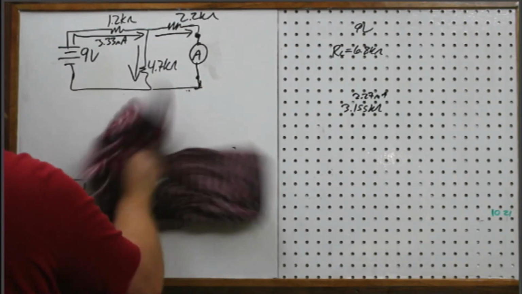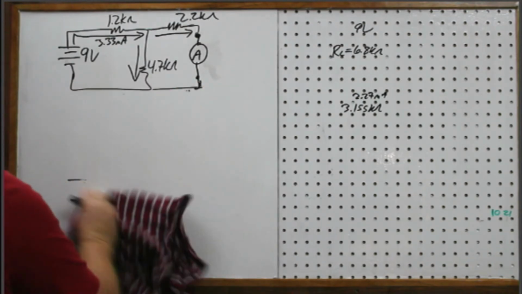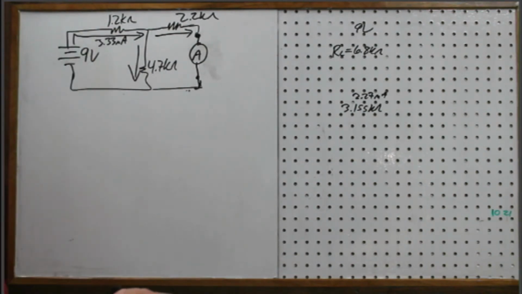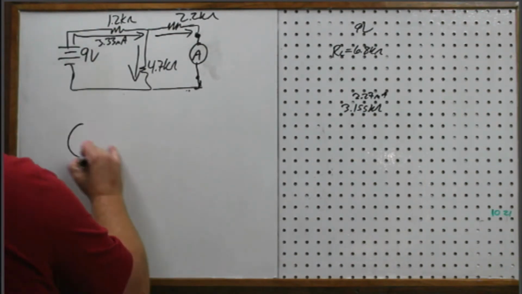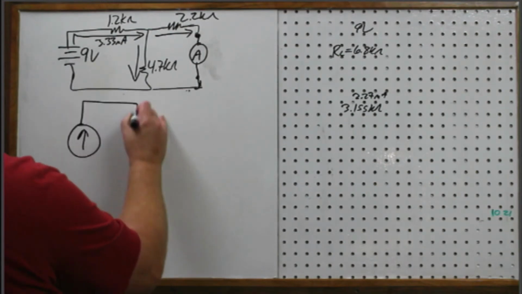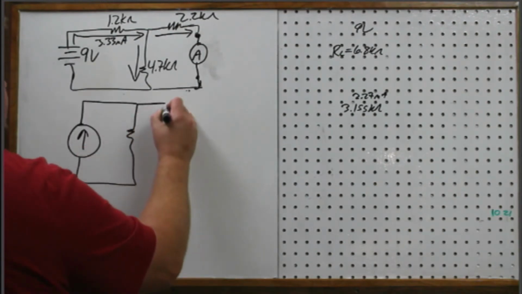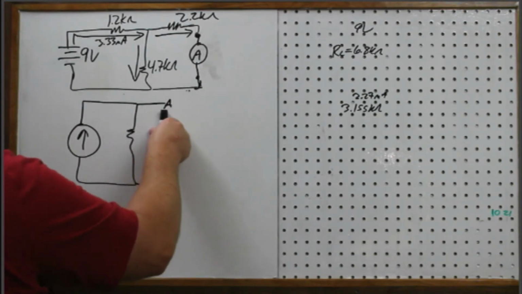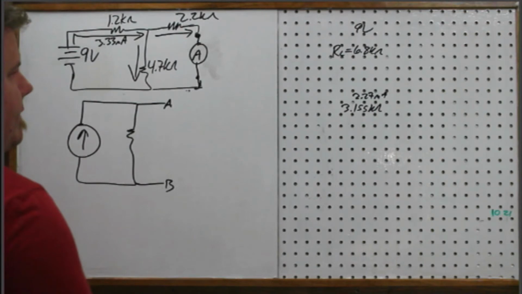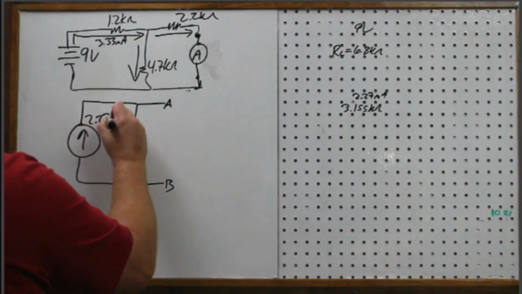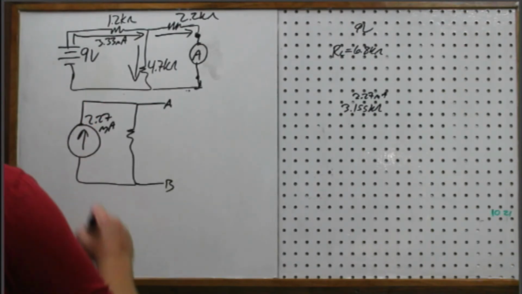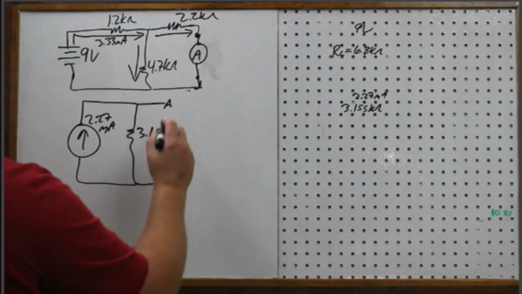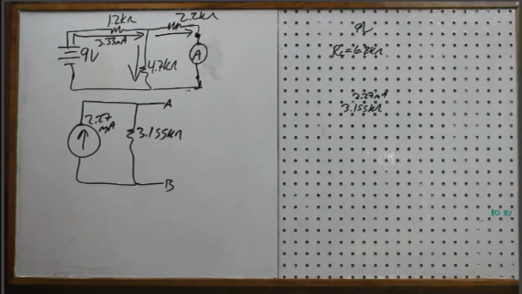Okay, now I am ready to draw my Norton equivalent circuit. And the Norton equivalent circuit, when I ask for this, is going to be unloaded. There is no load there. It's just available to accept a load resistor. So that's why we label it with the terminals A and B. So you can plug your load resistor value in, as many of them as you want. So this is 2.27 milliamps. This is 3.155 kilo-ohms. And so that would be my answer for my Norton equivalent circuit.